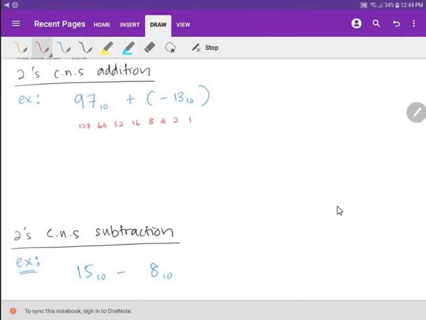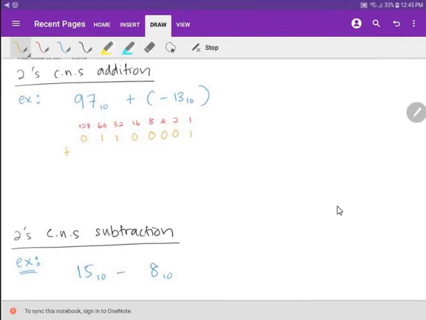So let's do the first digit, which is 97. Which one of these weightages is closest to 97, less than 97? 64. So write 1 here. So take away 64 from 97. 33. How can you represent 33? 32 and 1. So it's fast, right? So the remainder you can all put 0. Now you want to add negative 13. So here we got a bit stuck.